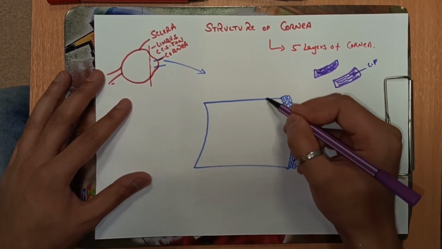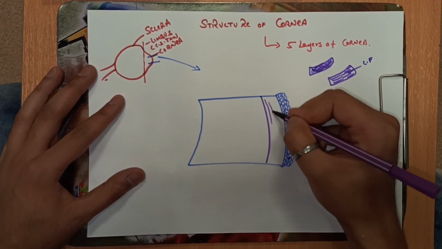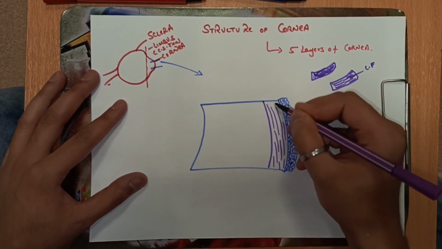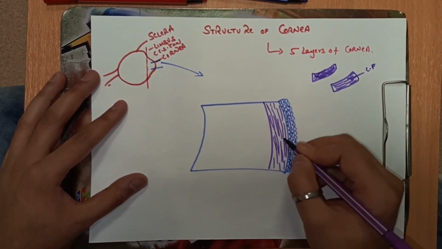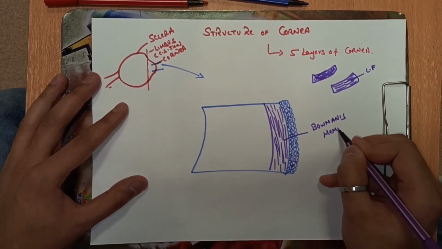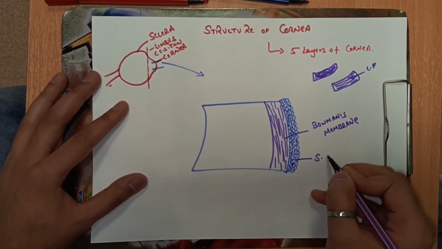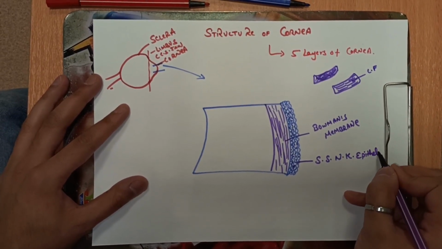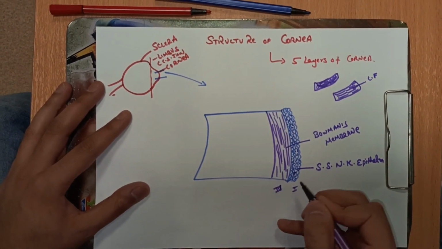Going on to the second layer, this layer is called the Bowman's membrane. Don't confuse this with the Bowman's capsule of the nephron. This layer is the Bowman's membrane. This was the stratified squamous non-keratinized epithelium, so this was the first layer. This is the second layer.